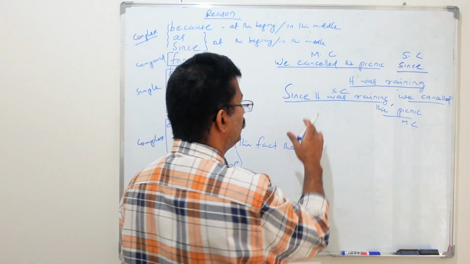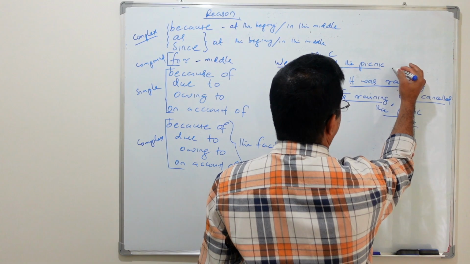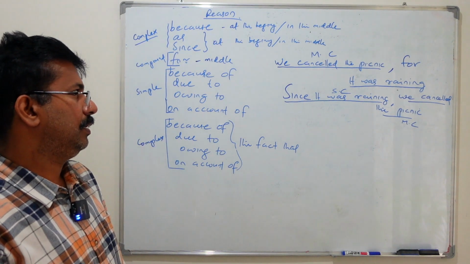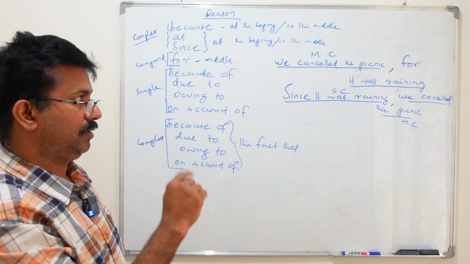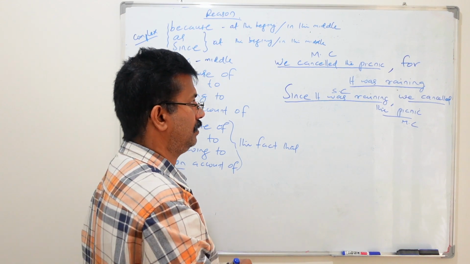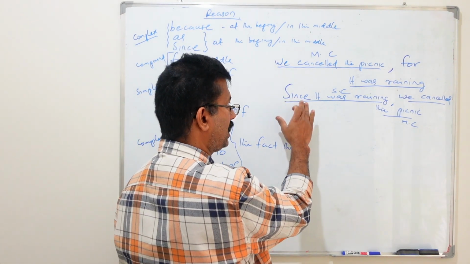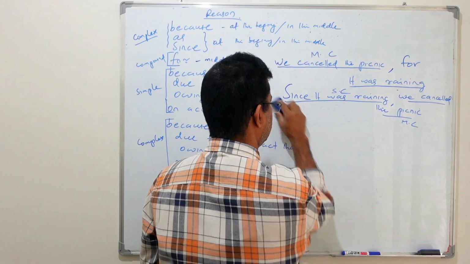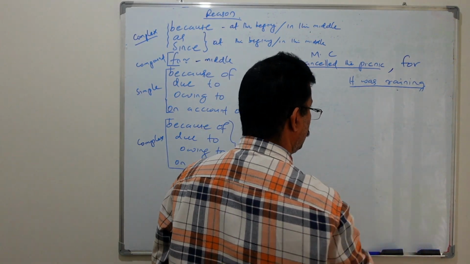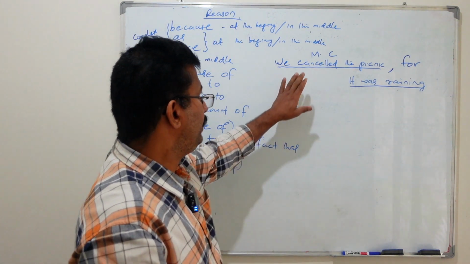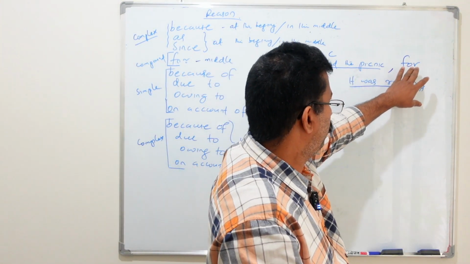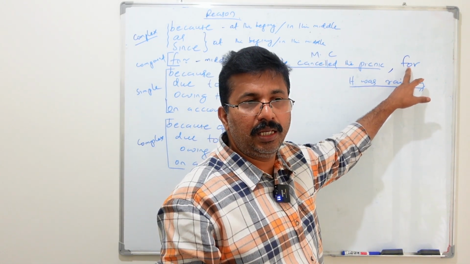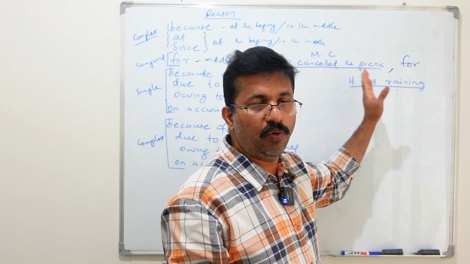But if you are using for, it will be like this. You will have to put a comma before for. We cancelled the picnic, comma, for it was raining. You shouldn't start a sentence with for, showing reason. We cancelled the picnic, comma, for it was raining. This is a coordinating conjunction, so this sentence is a compound sentence.